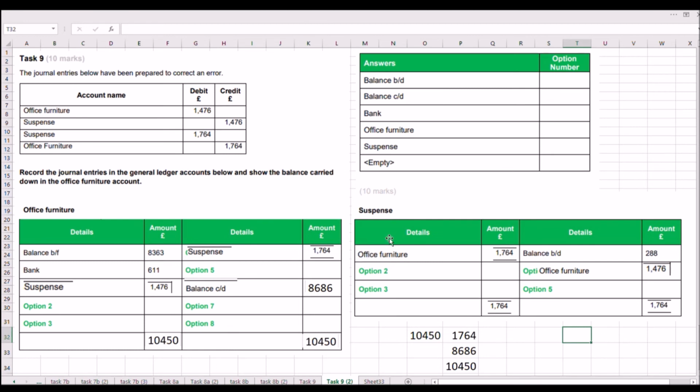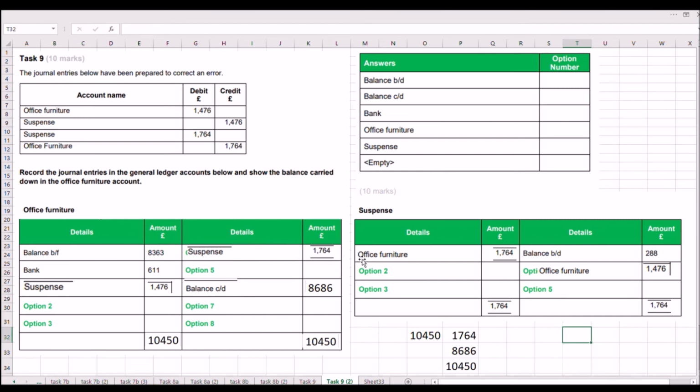So we're going credit suspense, debit suspense with this 71764. So we put debit office furniture. So we put the other side here, and then here is the suspense in here. So these here are the same journal. Now in real life as well, this would have a little journal number in front of it. Now let's say this was journal number one in here. It would have a little one in front of it, so you could be able to track it.